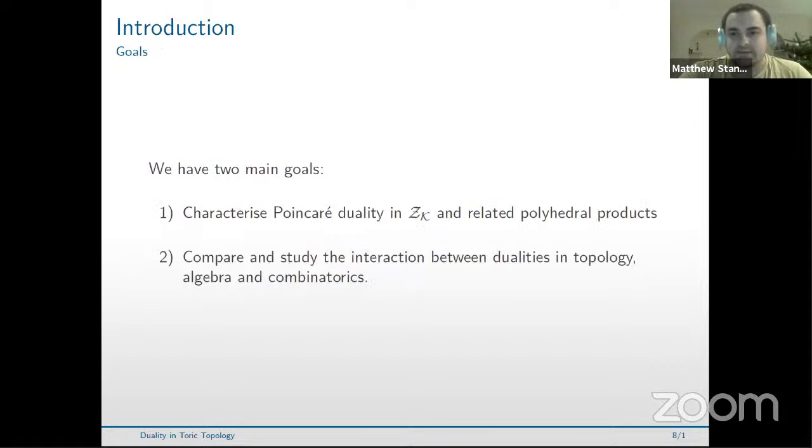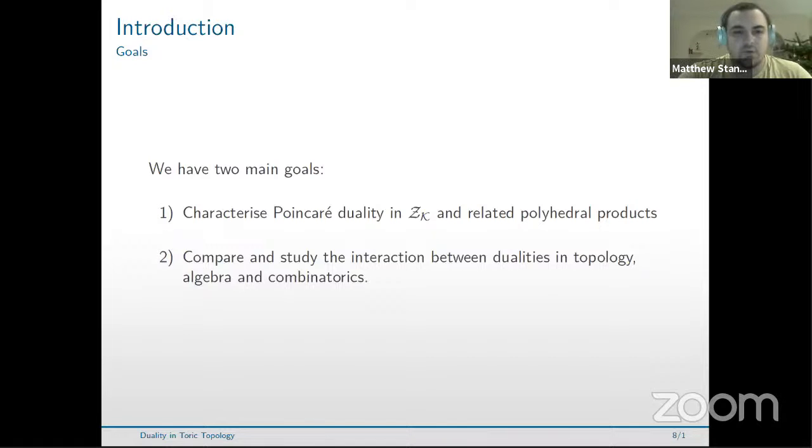And that brings me to what our two main goals are, and what I'm going to be talking about today. Firstly, we hope to characterize Poincare duality in the moment angle complex and related polyhedral products. But more generally, we hope to compare and study interactions between dualities in these different areas: topology, algebra, and combinatorics.